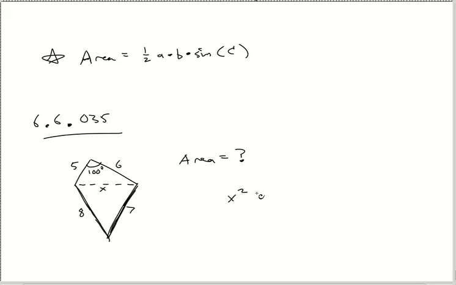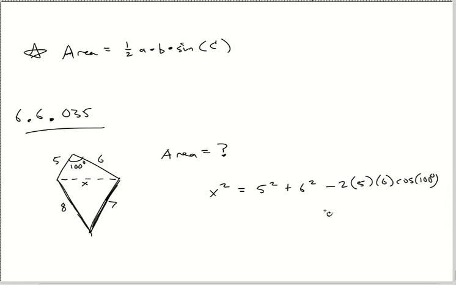I'm going to say x squared is equal to 5 squared plus 6 squared minus 2 times the 5 and the 6 times the cosine of the 100 degrees. There you go. I guess I can scroll over a little bit.